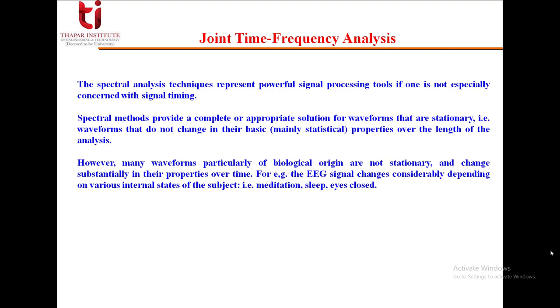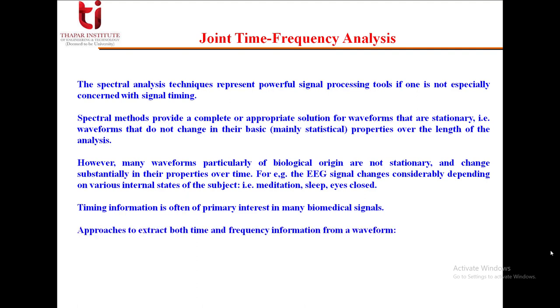For example, the EEG signal changes considerably depending upon various internal states of the subject, for example, meditation, sleep, or eyes closed. So, timing information is often of primary interest in many biomedical signals. So, approaches to extract both time and frequency information from a waveform can be the time frequency methods, or they can be the time scale methods, mainly wavelet analysis. In this lecture, I'll mainly concentrate on the time frequency methods.